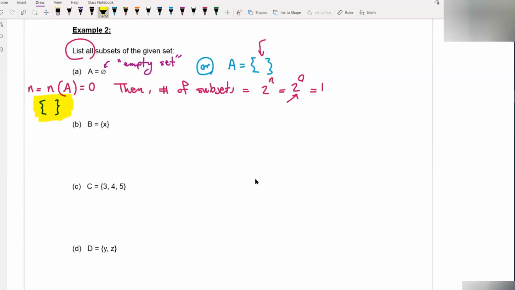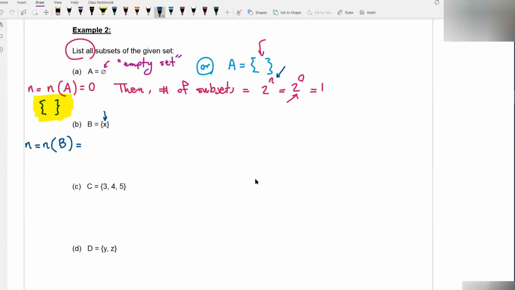Next one, part B. B is equal to set X. Inside set, we have X. Finding number of elements, I'm using n equal to, again, number of elements inside B, because here we have n, 2 to the nth power. That's why I'm writing that part here.